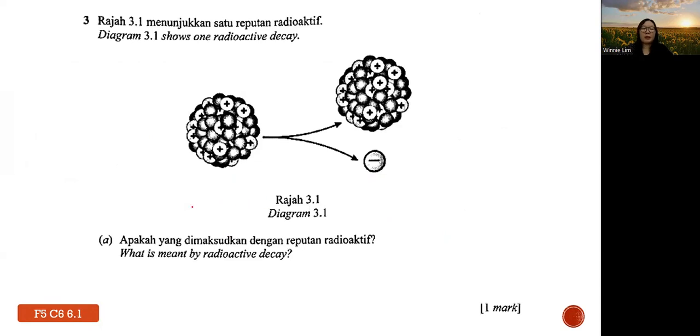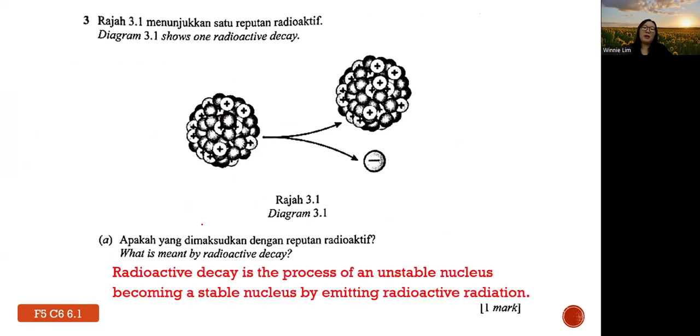Okay, number 3 is from nuclear physics, on radioactive decay. So what is the meaning of radioactive decay? Generally, a big nucleus is unstable. To become stable, it will emit radioactive radiation. So what is radioactive decay? It is the process of an unstable nucleus becoming a stable nucleus.